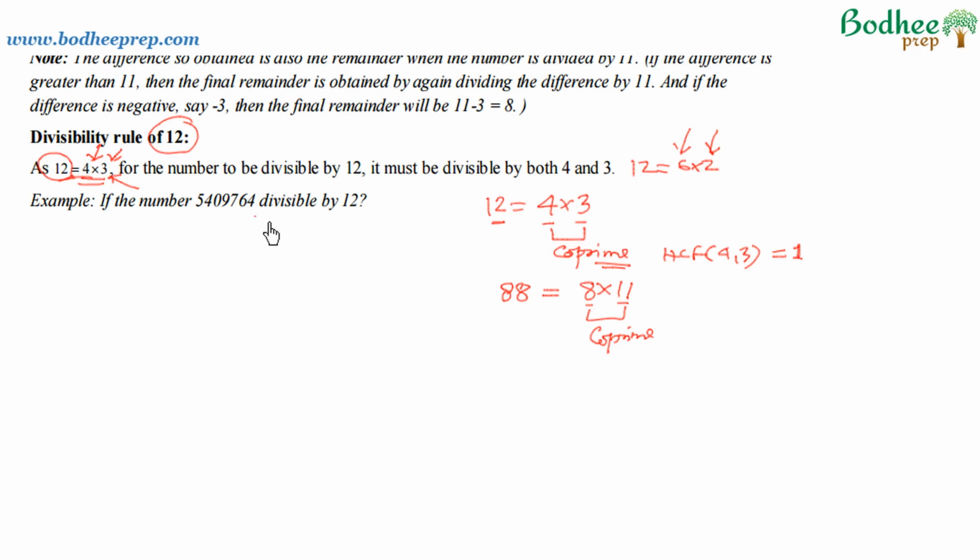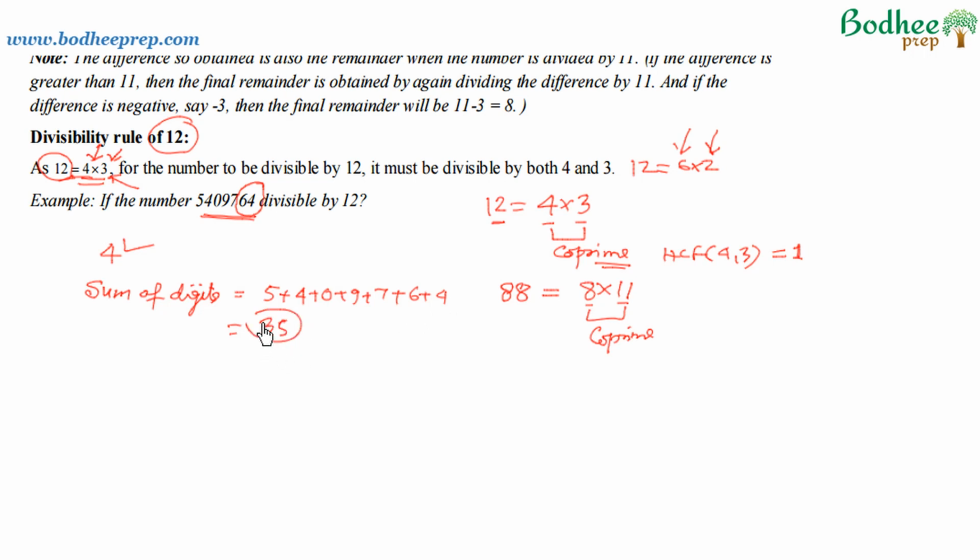So let's take an example to check whether this number is divisible by 12 or not. The last two digits are 64, and 64 is a multiple of 4, so we can say that it is divisible by 4. But what about 3? For that we have to find the sum of digits. Here the sum of digits would be 5 plus 4 plus 0 plus 9 plus 7 plus 6 plus 4. If you get the sum, it will be 9 plus 9, 18, plus 7 is 25, and 35.